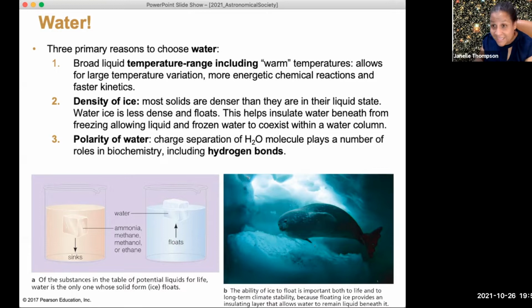And then lastly, water participates in a lot of our chemistry. So there's charge separation in the water molecule. It's very polar. And so it plays a role in our metabolism.